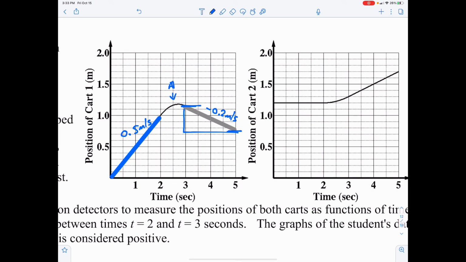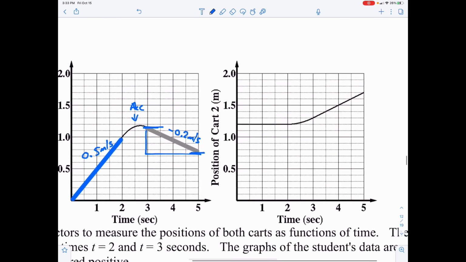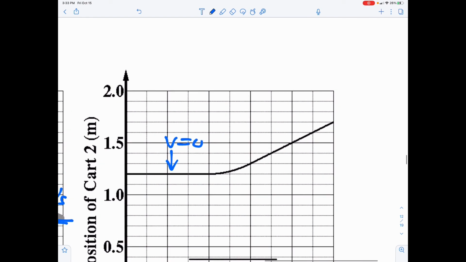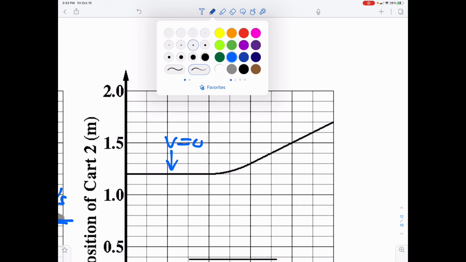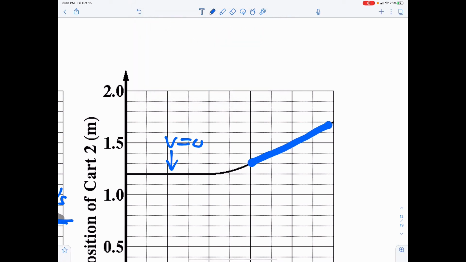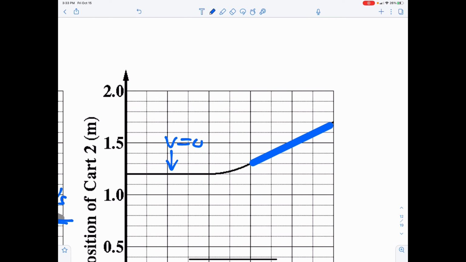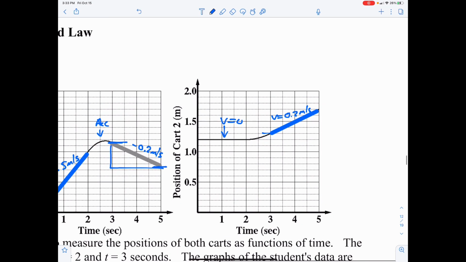Again, there's the acceleration right there. You can tell because of the curve. Here, velocity is 0. And for this segment here, we're going up from here to here. So that's 4 boxes. 4 boxes on this would be 0.4. So we're going up 0.4 over 2, and so it's the same 0.2 slope, but positive. So instead of negative 0.2, it's positive 0.2. Okay, so we've got our velocities to work with.